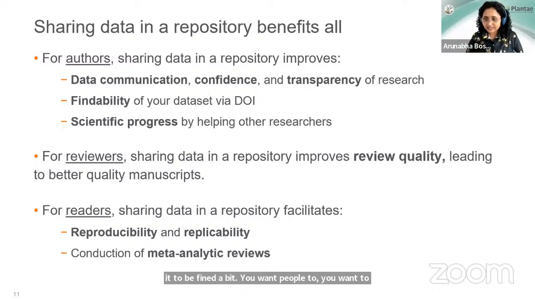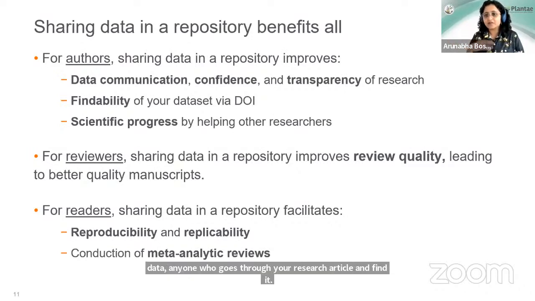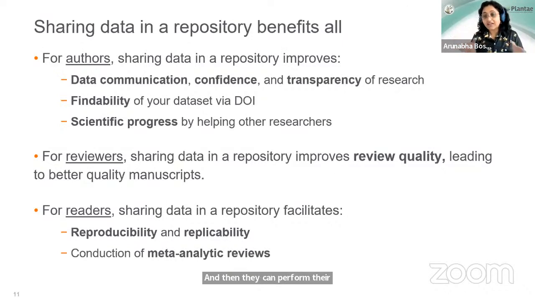So if you share your raw data and you link to your raw data, anyone who goes through your research article can find it. And then they can perform their own analysis into that data while giving you credit for what you've done. And this improves confidence in your research, and it also improves transparency of research. And like I said, it improves the findability of your data set via the DOI linking. And it improves scientific progress by helping other researchers. So it decreases the time and effort that would go into otherwise replicating the same thing that you've already done.